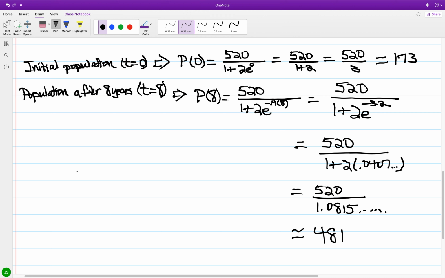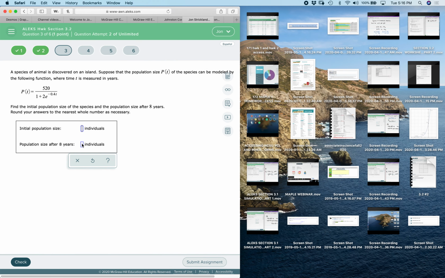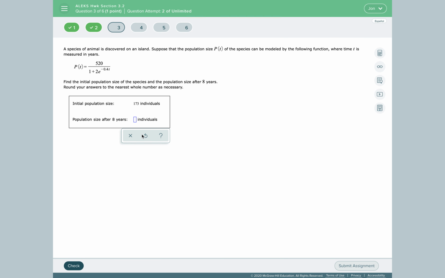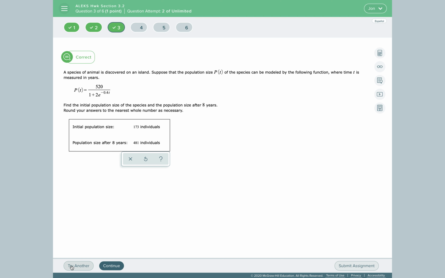Okay, so just taking what we have with the numbers, the initial population is 173, and the population size after 8 years is about 481. Checking the results, and the number is correct.